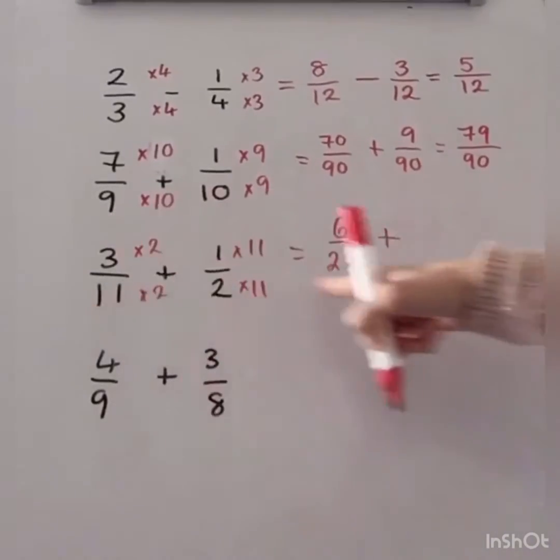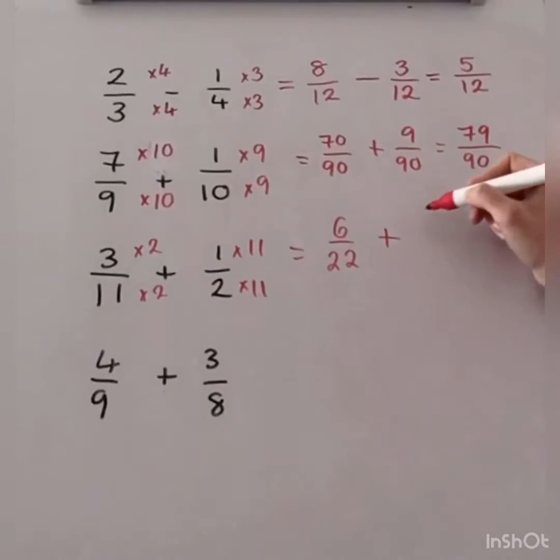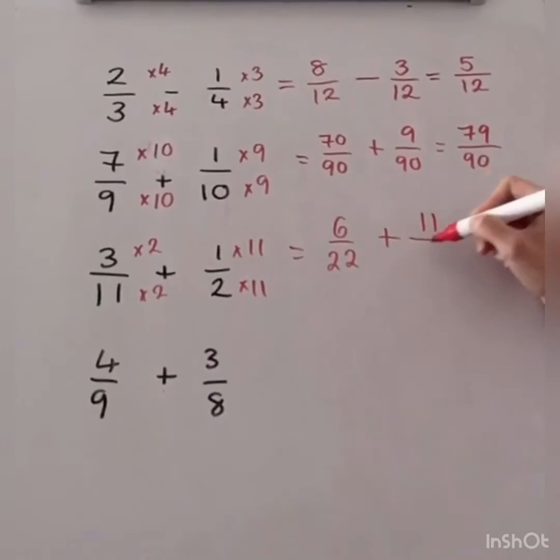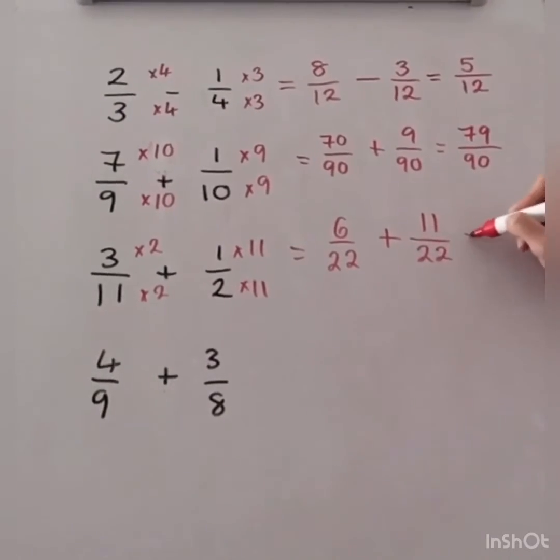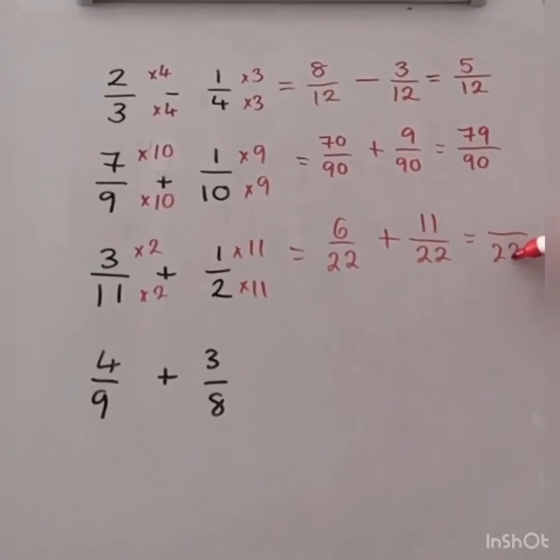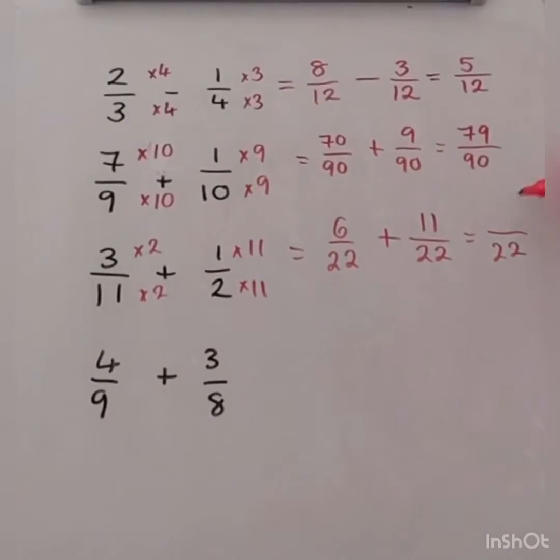So I've now got an equivalent fraction, and then I multiply my second fraction by 11. I've now got my common denominator, which is 22, and I simply add the tops. 6 add 11 is 17.